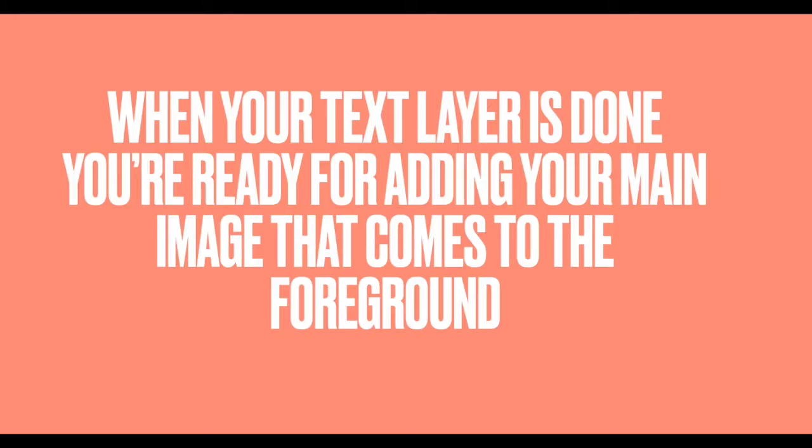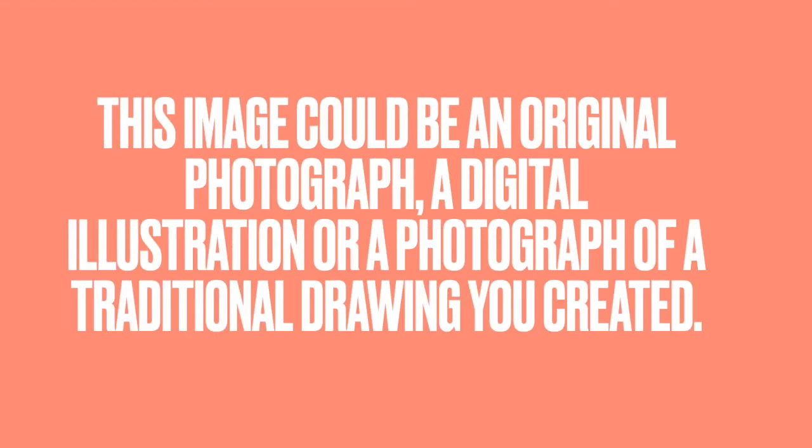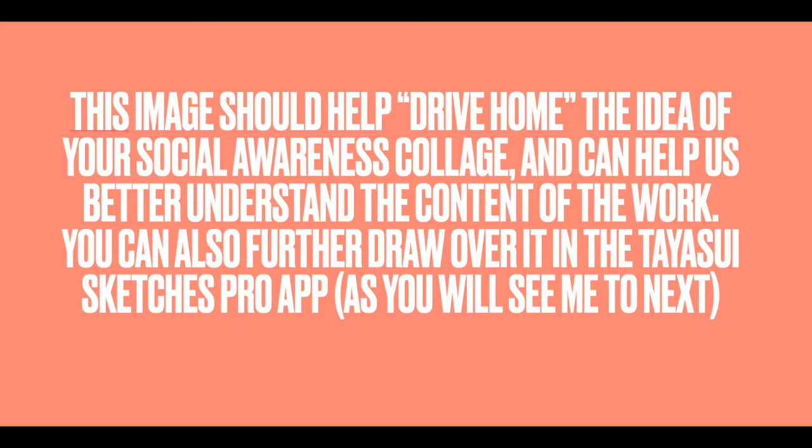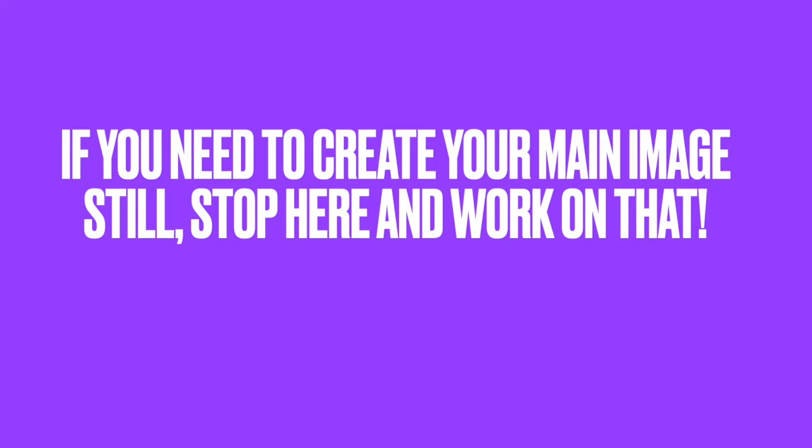Now that you have your photo and text layers to support your awareness idea, you can think about a main image that'll come to the foreground. This should be an original photograph, digital illustration, or photograph of a drawing you did. We want your main image to come to the foreground and really drive home the idea of your social awareness collage, and it can help us better understand the content of your work. If you still need a main image, take time to work on that at this point in time.